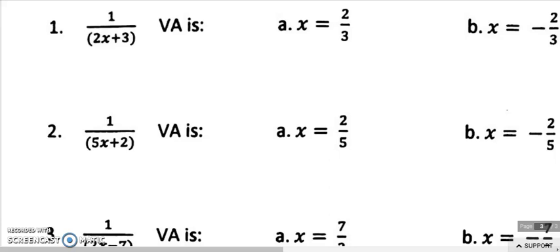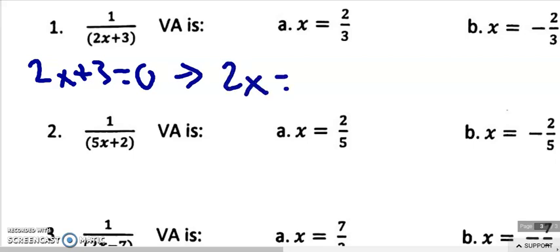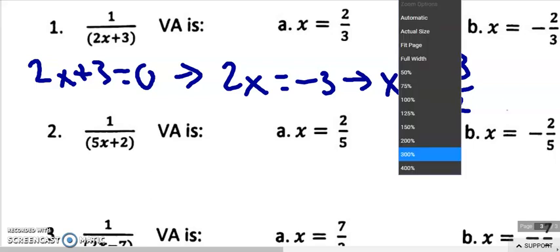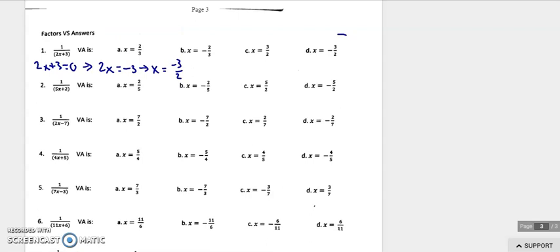So if I'm looking at example number 1, it says 2x plus 3 is my denominator. So whatever brings 2x plus 3 to 0 gives me my undefined value. So that means 2x cannot equal negative 3. So the thing that I can't have is negative 3/2. So my vertical asymptote would be negative 3 divided by 2. Which would be this guy over here.